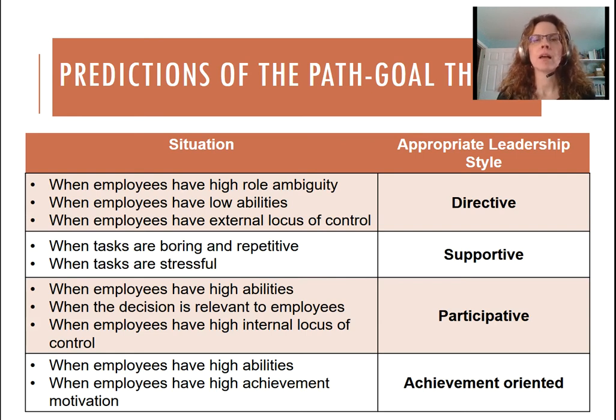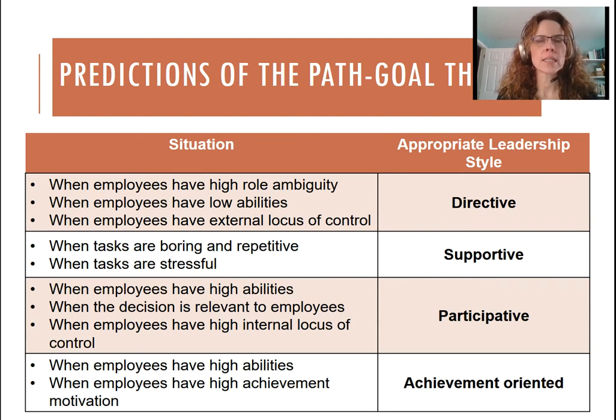The directive style, again, where the leader is telling people what to do, also works great when employees have low abilities. It could be, again, because they're new to a job, so they want someone to tell them what to do. Directive will also work well when employees have an external locus of control. Remember what that is? It means they don't see things as being in their control. They don't believe that they can themselves decide what to do. They look to someone outside of them to basically tell them what to do.